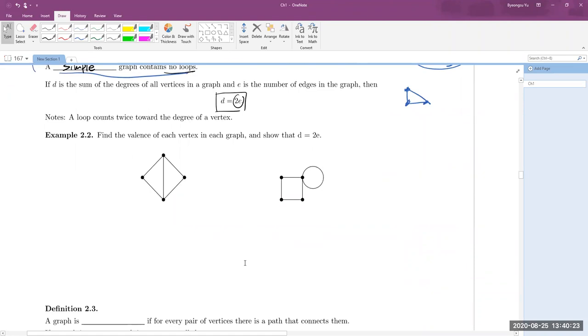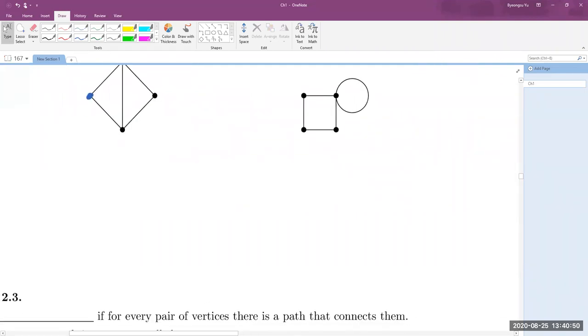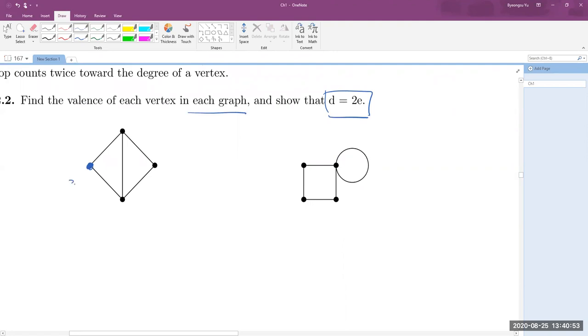So let's deal with some examples. Find the degree of each vertex in each graph and show that D, which is just the sum of all degrees of the graph, is equal to 2 times E, where E is just the number of edges in the graph, right? So first of all, what is the degree of this leftmost point? 2, right? Because it has 2 edges. And what is the degree of the upper point? 3, right? And this point is also 3. And this point is 2, right?